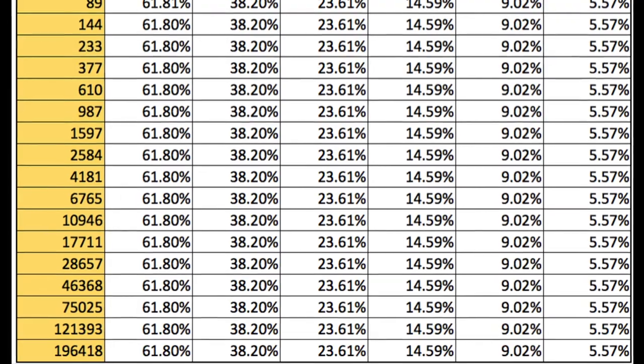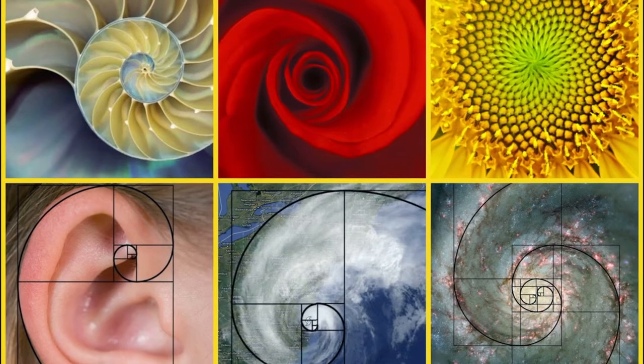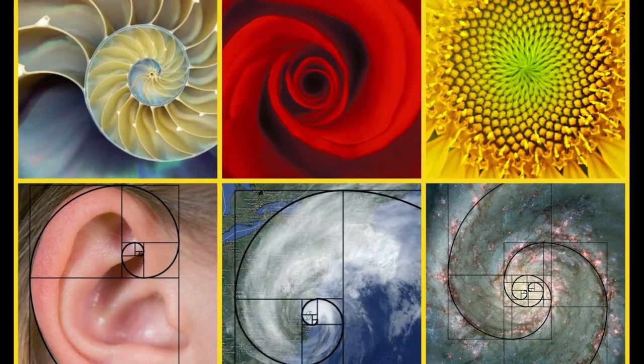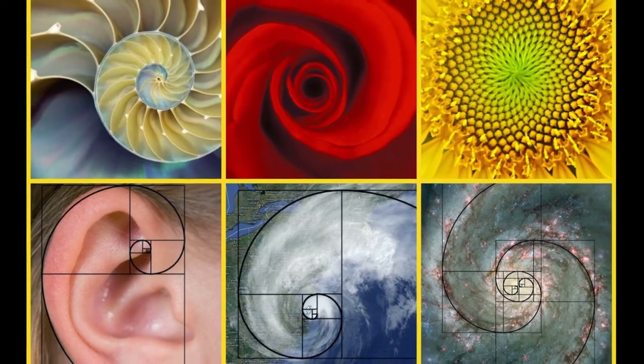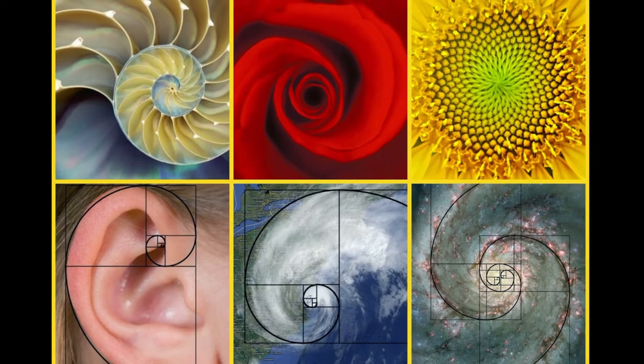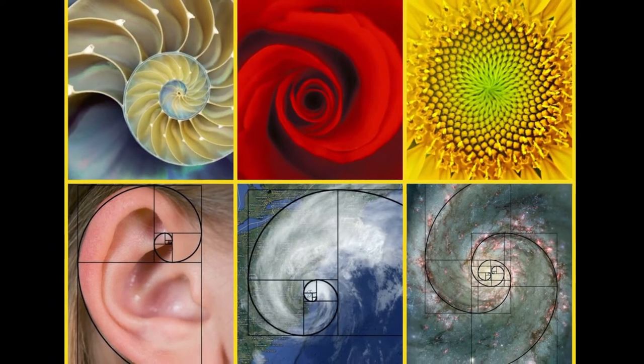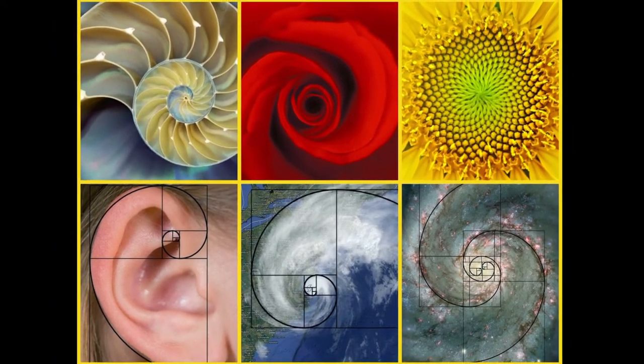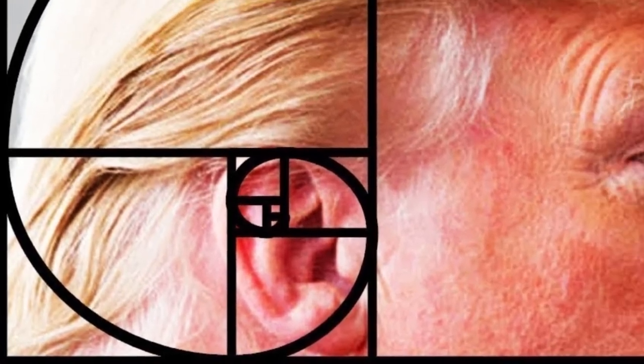Interestingly, the golden ratio of 0.618 or 1.618 is found in sunflowers, galaxy formations, shells, historical artifacts, and architecture. You can even find it on our dear president.